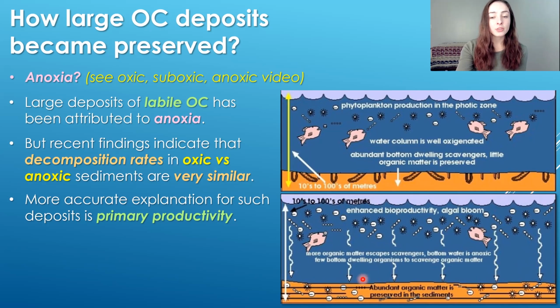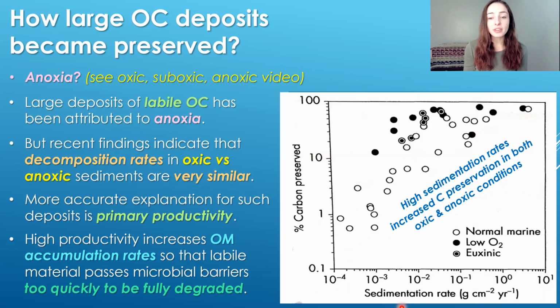That enhanced rate of organic carbon production makes it so that the organic matter is falling through the water column and accumulating at the bottom sediment so quickly that both the oxygen respiring and anaerobic respiring organisms can't keep up with that accumulation rate, and much more organic carbon gets past those microbial barriers than it would had the production rate been slower. In fact, we can see in this graph here that high sedimentation rates increase carbon preservation in both oxic and anoxic conditions.